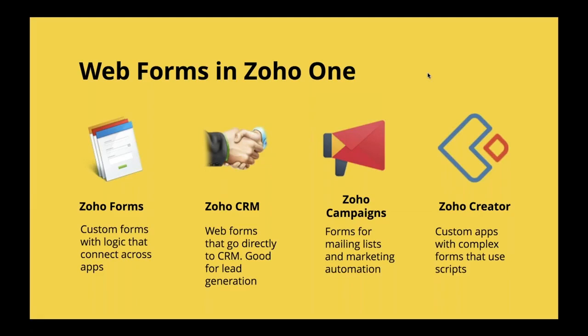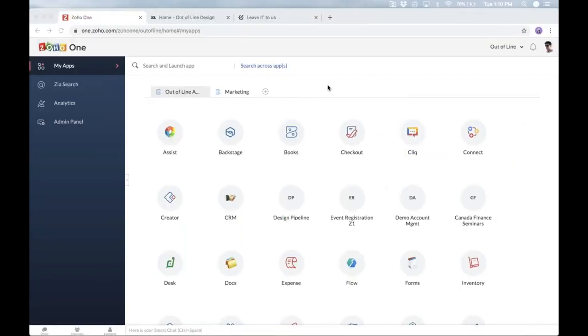So these, generally speaking, are the forms that you're going to use when you are adding forms to your website to get some kind of passive engagement. So let's go ahead and hop over to Zoho One. As I said, I want to spend a lot of time actually showing some of these products to you.